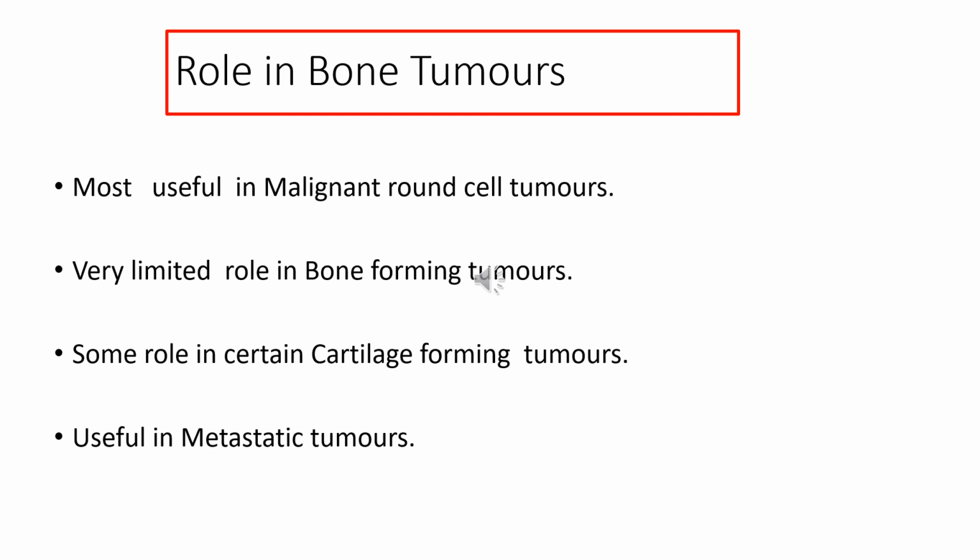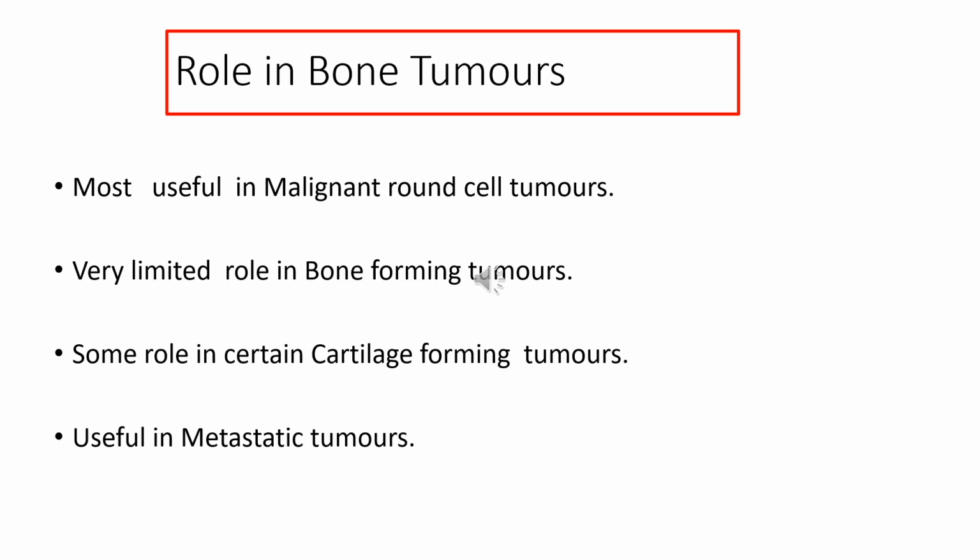Now, IHC has very limited role in bone forming tumors like osteosarcomas. There isn't a very satisfactory monoclonal antibody which can help differentiate a parosteal osteosarcoma from other surface tumors, or in bone forming tumors which are, say, osteoblastoma, osteosarcoma, fibrous dysplasias, etc. We don't have good stains which can differentiate these entities in the bone forming lesions.